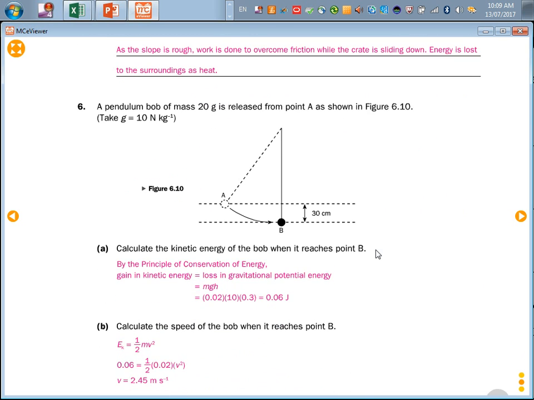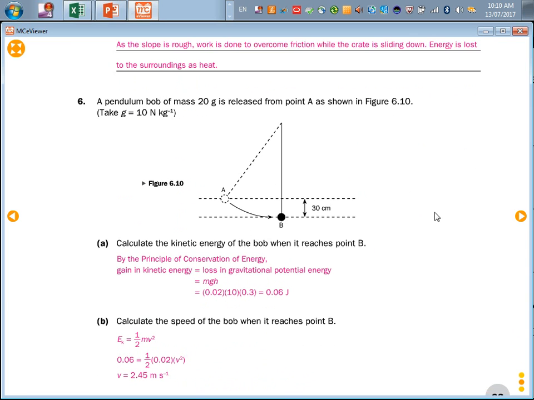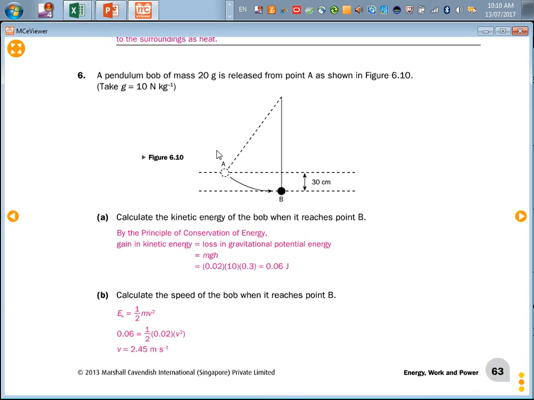Question 6. That's not the last question. Okay, now a pendulum bob of mass 20 grams is released from A, then it swings down to B. The height difference between point A and point B is 30 centimeters. Okay, so part A, we want to calculate the kinetic energy of the bob when it reaches point B.